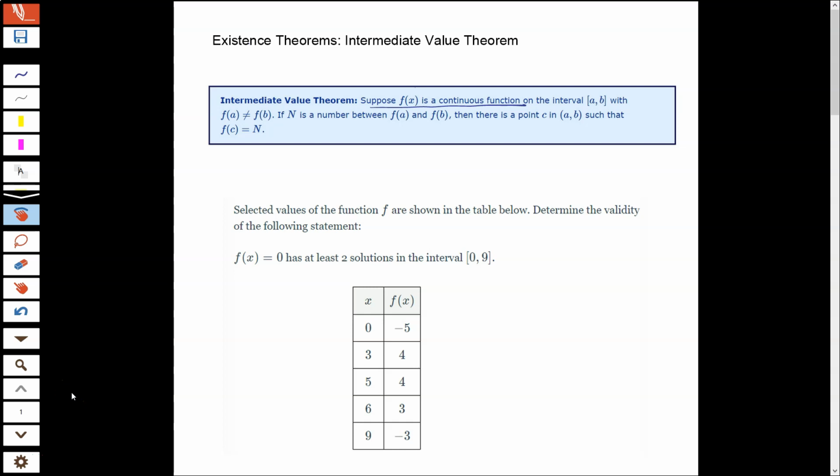Okay, here we go again with the intermediate value theorem. This time we're going to apply this theorem to tables instead of graphs. So same logic as before, it's just a little harder to see what we're thinking because the graph is not given to us. Okay.